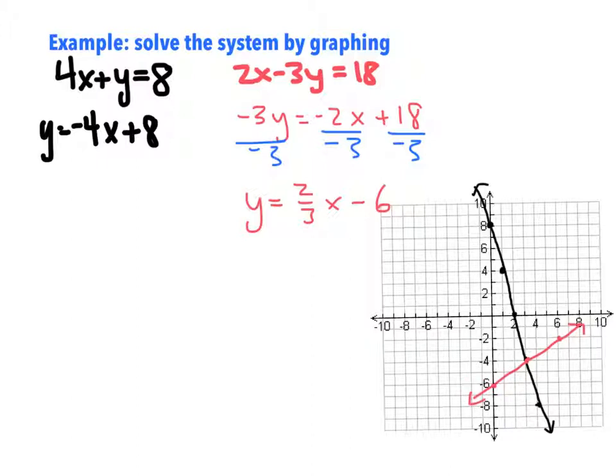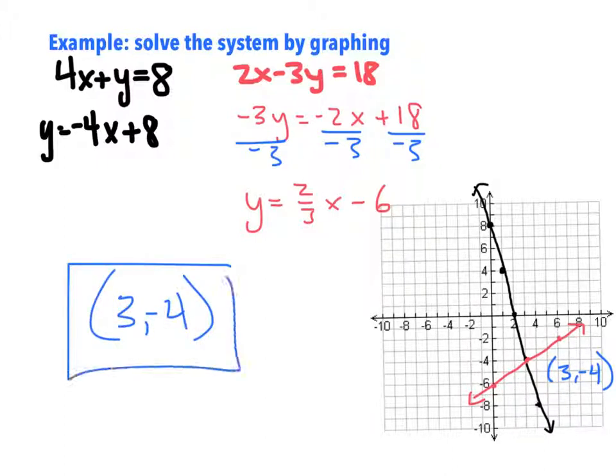And here we see these two lines intersect right here at (3, negative 4). So our solution to this system is (3, negative 4). This point satisfies each of these equations whenever you plug it in. So 4 times 3 is 12, plus negative 8 is 4, and same thing works over here.